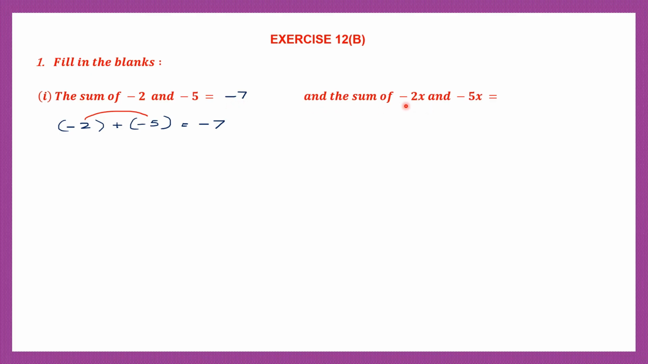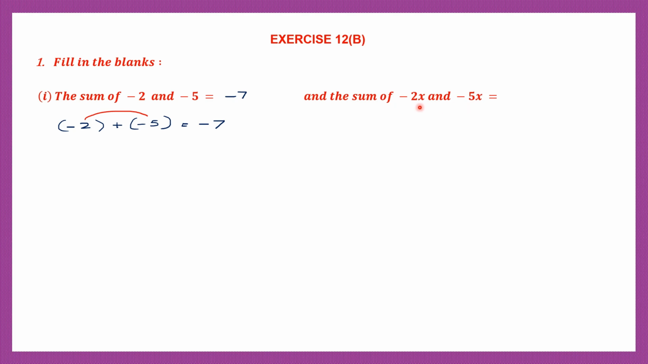And the sum of -2x and -5x. Now these are like terms. What are like terms in algebra? Like terms are terms which have the same literal coefficient. That is, here we have x, here also we have x. So when they are like terms, we can add them up.